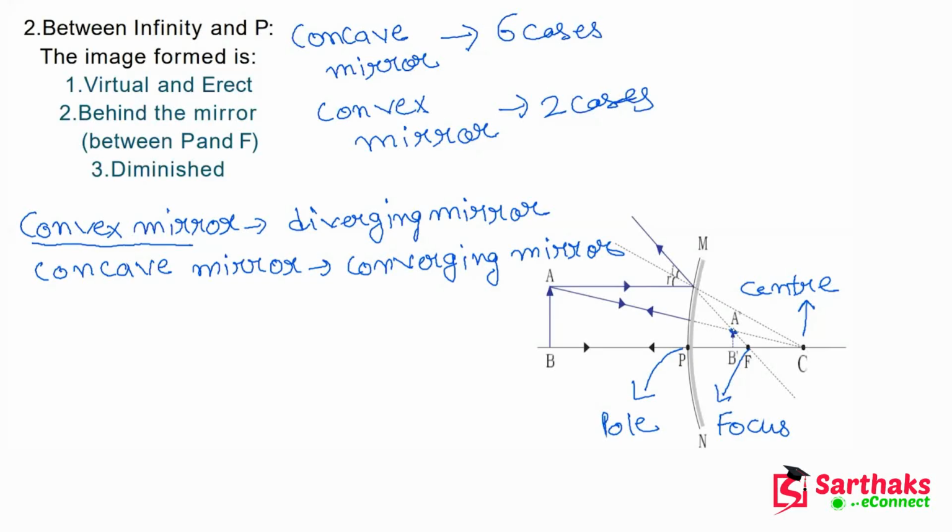And this is the point where these two rays are meet. You can simply observe it with the help of this diagram. This is the point where these rays meet. So now we can simply say that our image is formed between this point P and F. Our image will be formed between pole and focus. So the location of the image is behind the mirror, between P and F.